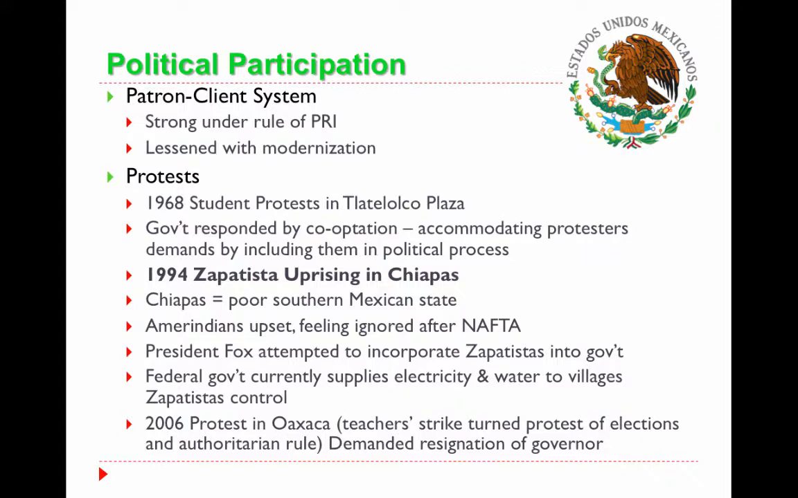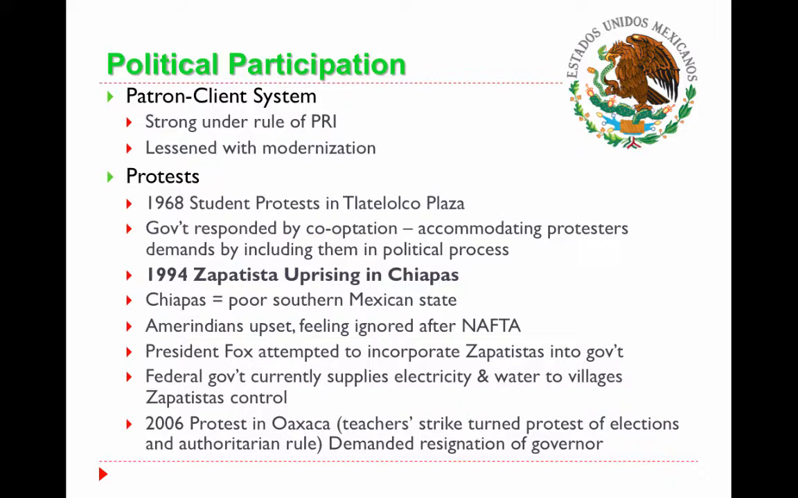So they were victims of the increasing poverty, and they felt like the government was ignoring their needs and began to protest. And President Fox at the time attempted to incorporate Zapatistas into the government, attempted to give them a voice, just like we saw in 1968. And as a result, the federal government now tries not to ignore this area by also increasing the social welfare that is available to the area. So, for instance, the government supplies electricity and water to the villages. And in 1968 and in 1994, we saw social welfare programs increasing as a result.